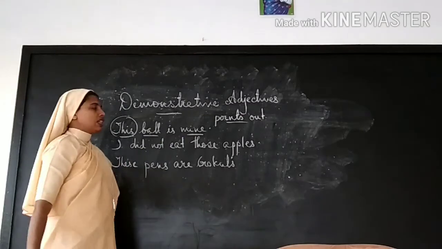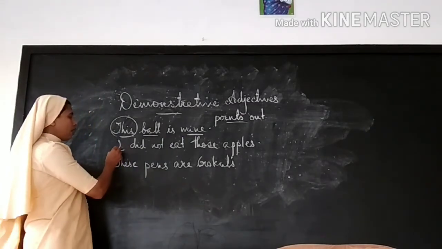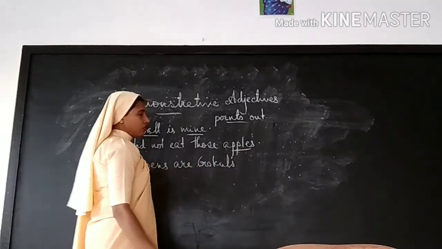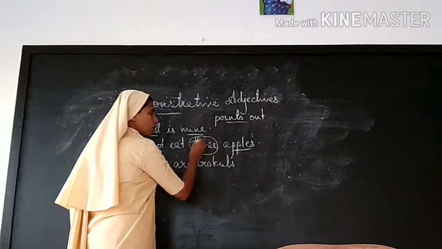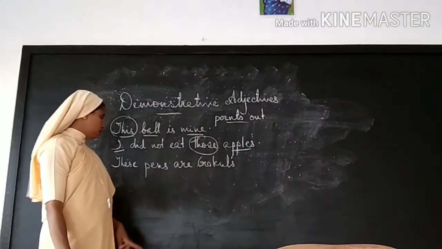Again, I did not eat those apples. Which are the nouns and pronouns? I and apples. And which is the describing word? Those. It tells you all about apples. So this is called a demonstrative adjective.